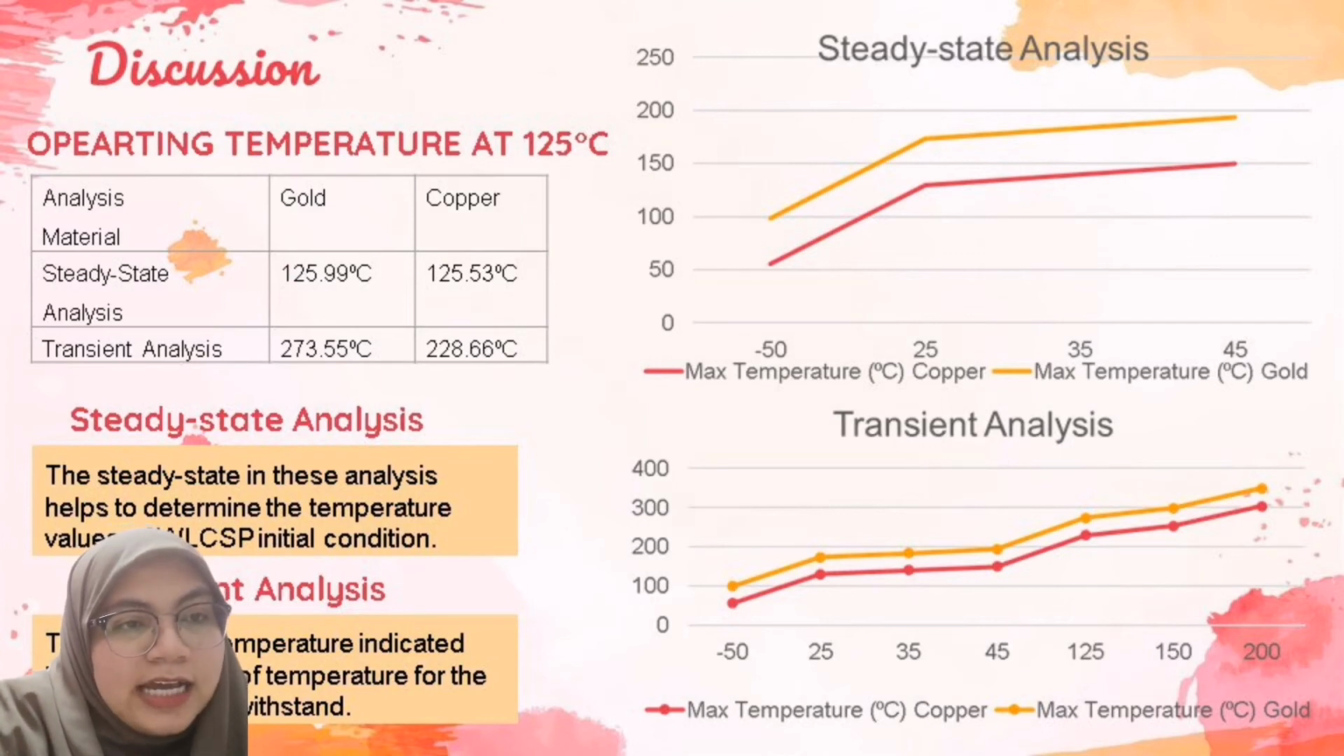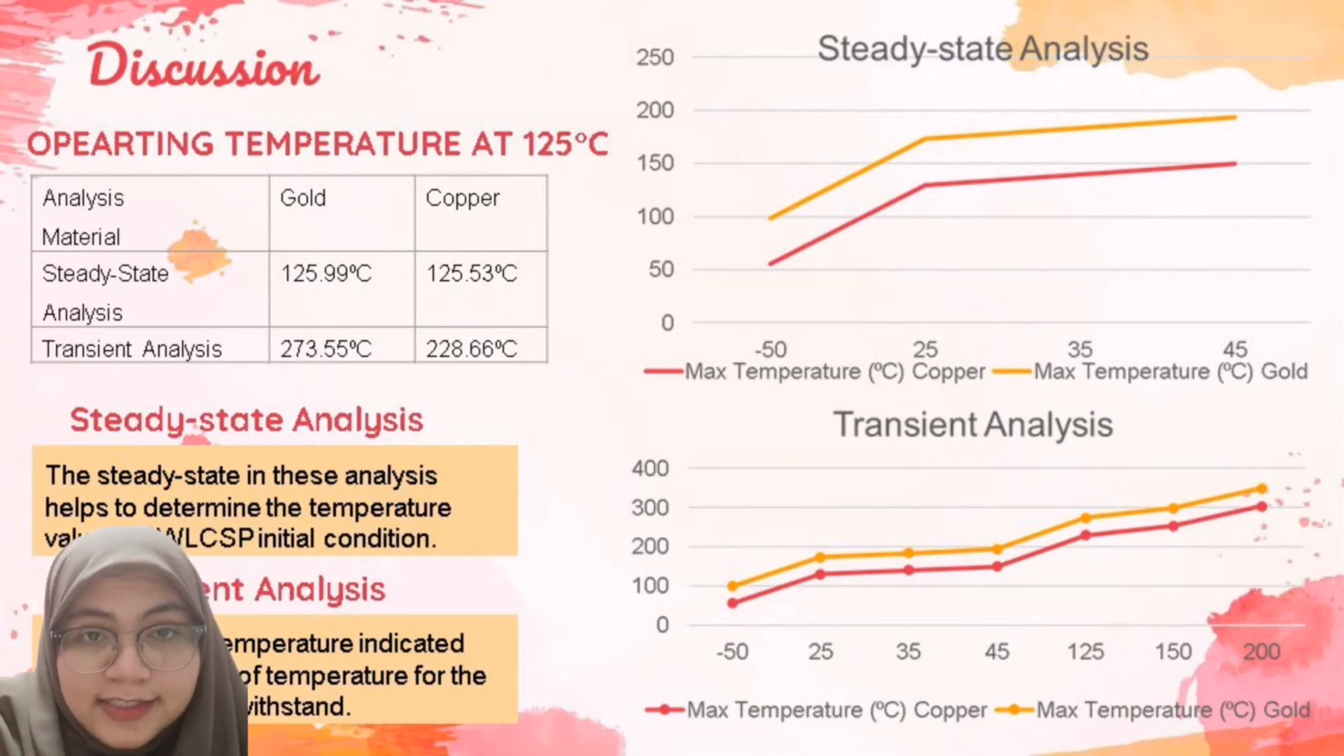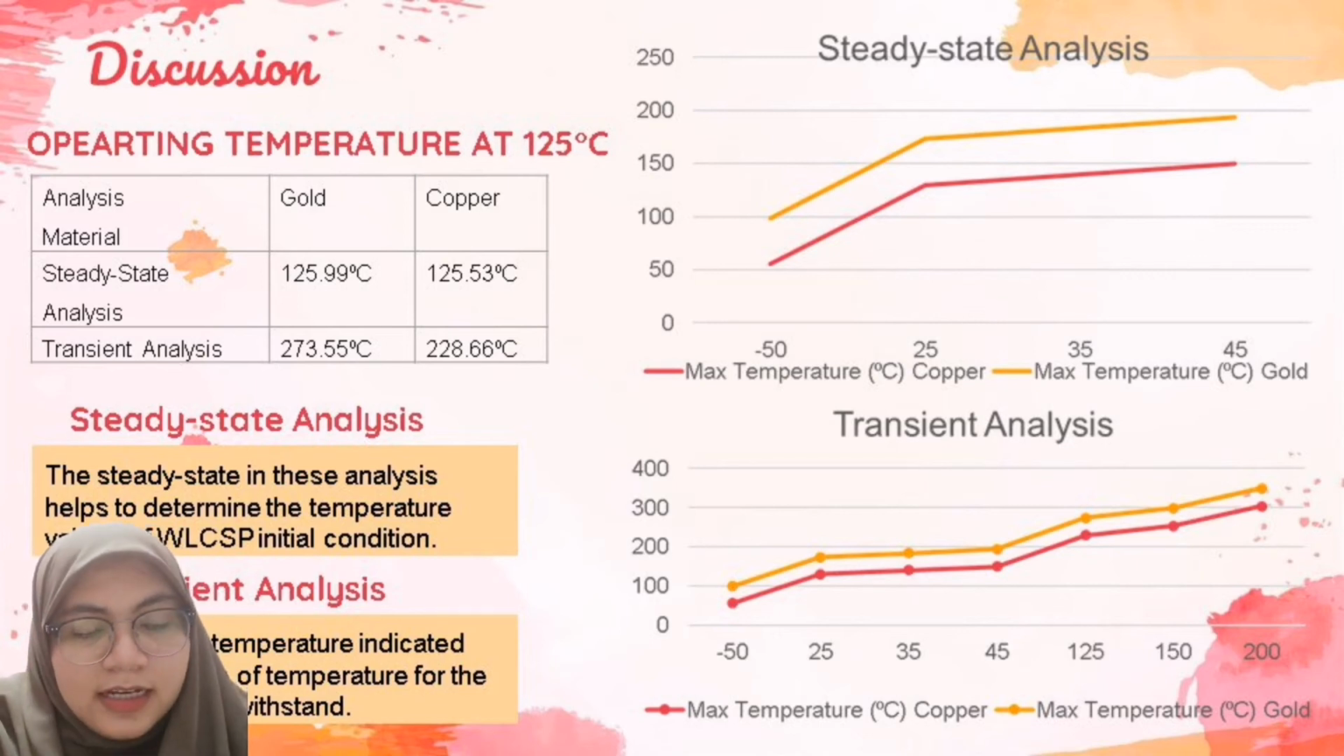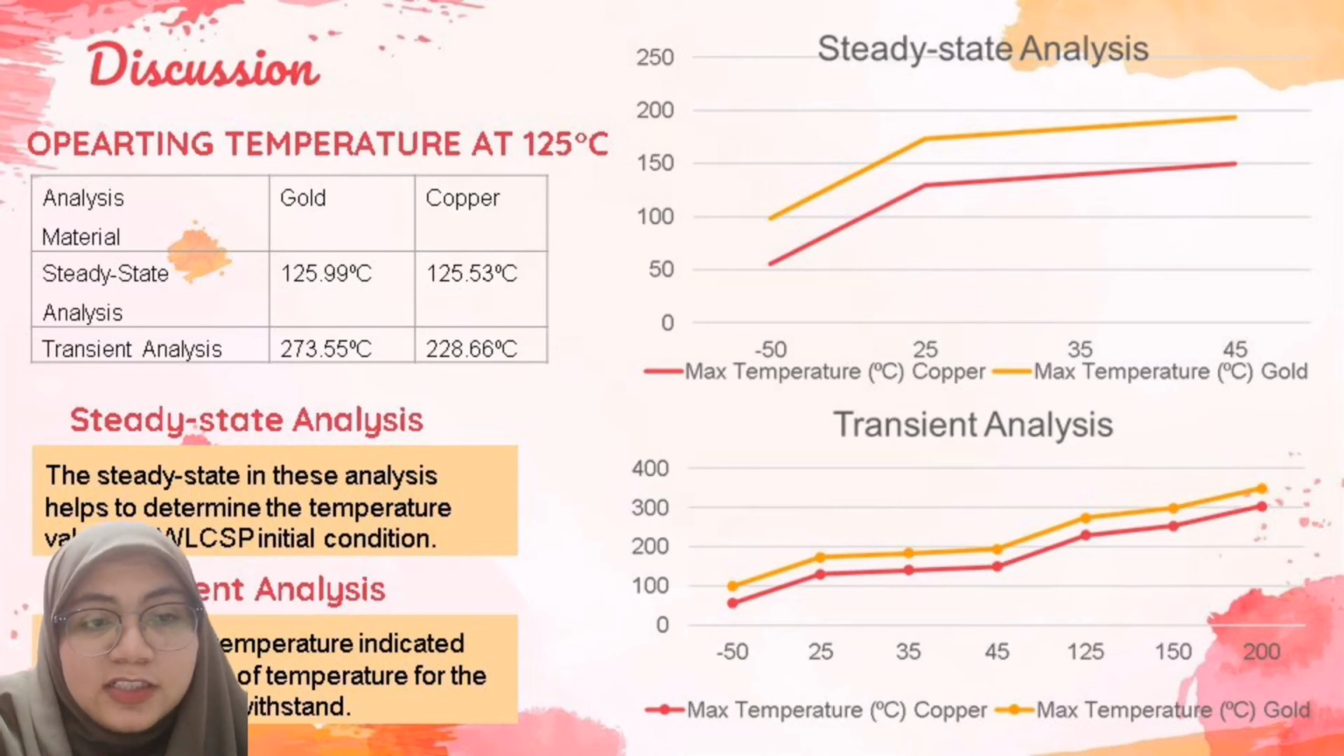Okay, next, as we can see, the graph on the right side is the steady state analysis, and from this graph we can see that the temperature rising is quite linear, while the transient analysis shows the temperature increasing rapidly when the temperature applied also increases.